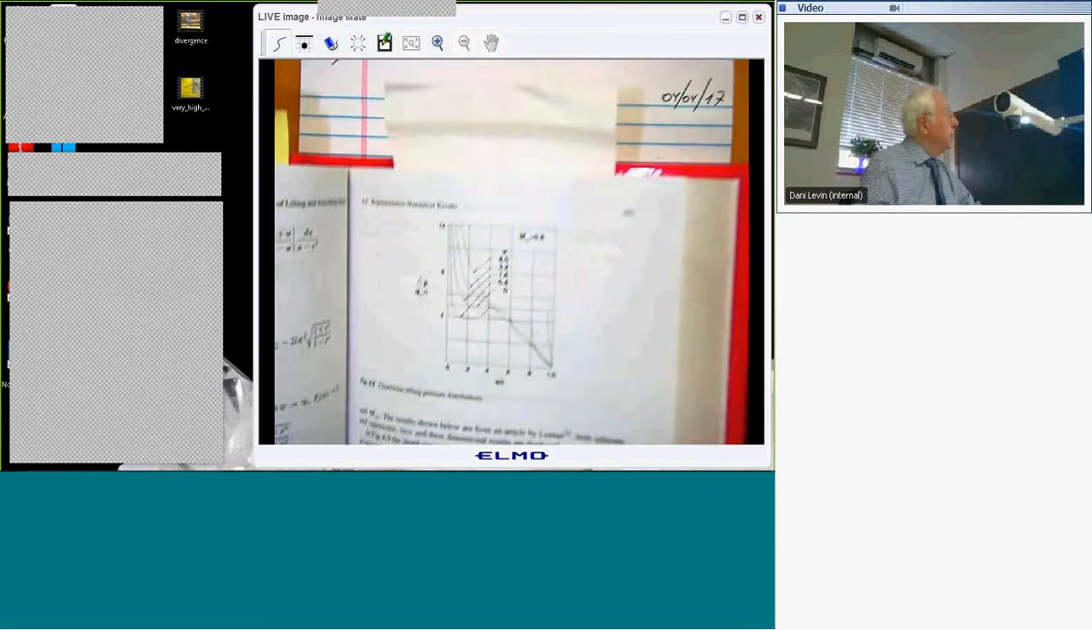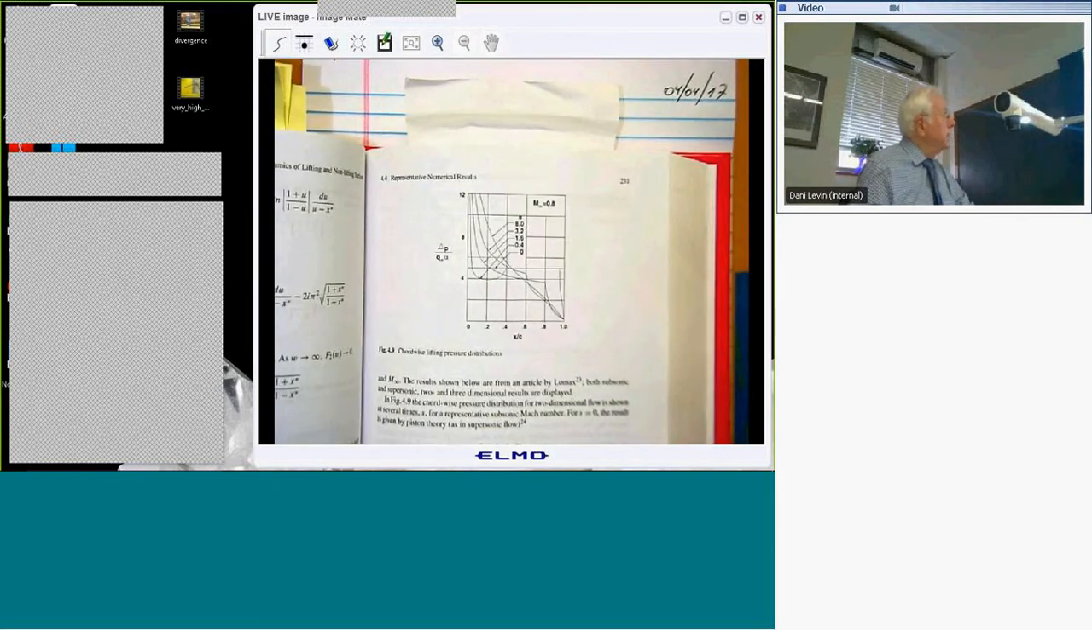If I can find the right page. Yeah. Sorry, this is going to be a little smallish. Oh, well, that's not too bad. Okay.